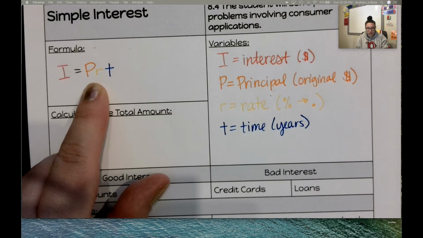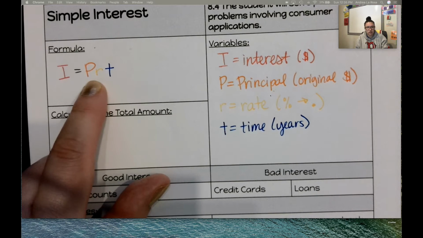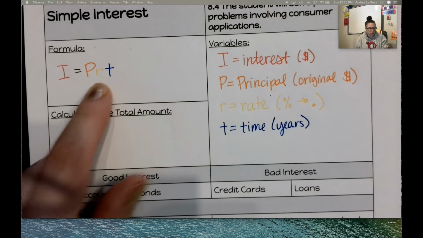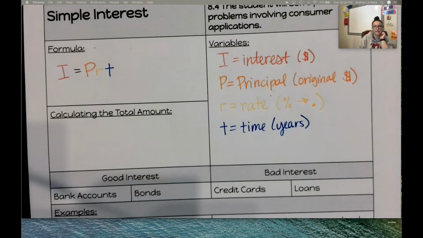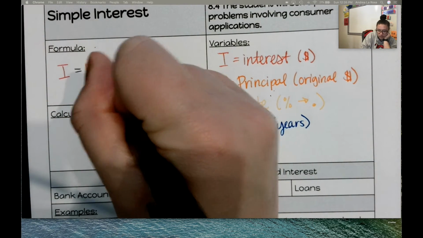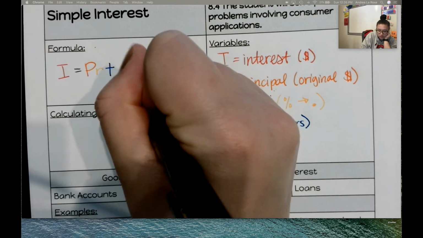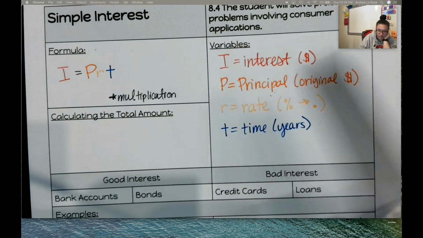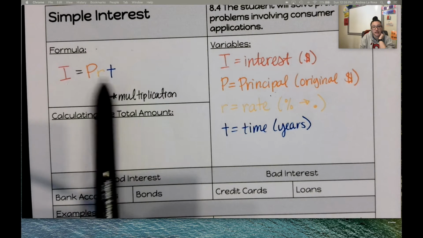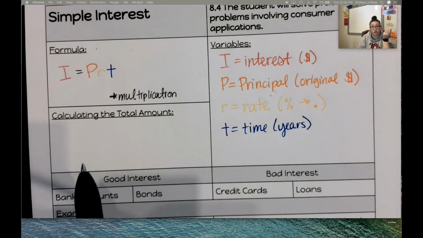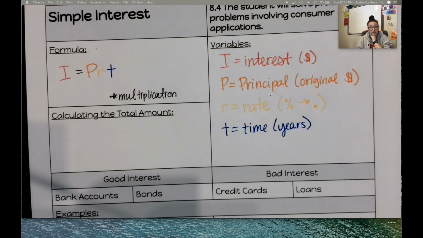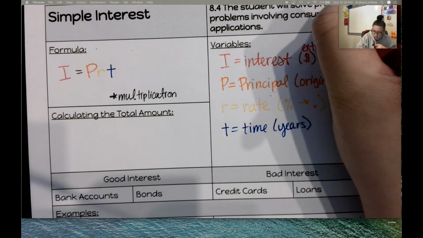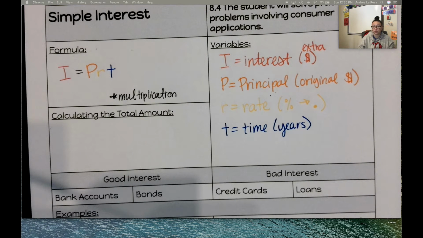So if the numbers are just side by side, what operation is that? That's just straight multiplication. I multiply my principal times my rate times my time, and that'll give me the amount of interest. That's how much extra money. Interest is extra money.